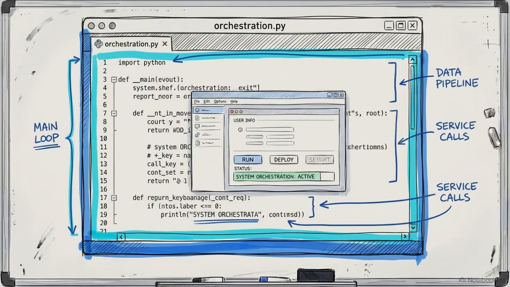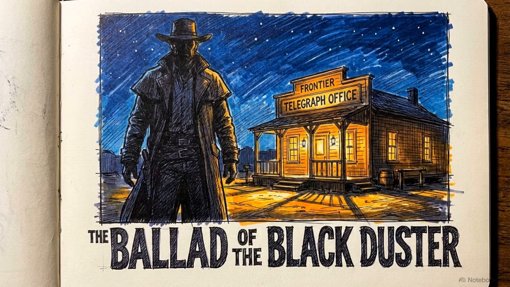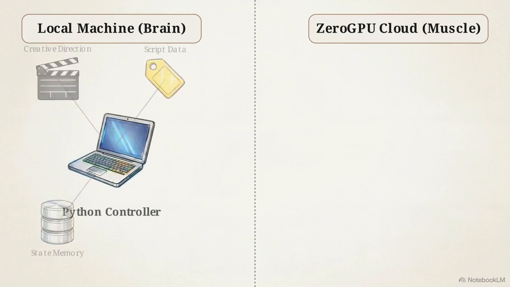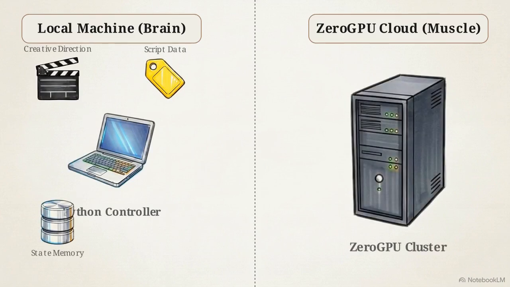To generate a coherent cinematic scene, you have to wrap the AI in a deterministic orchestration pipeline. That is the purpose of Studio OS, a system designed to produce The Ballad of the Black Duster, a 141-shot episodic western. To make this work, the system relies on a hybrid client-cloud architecture. Locally, a Python controller on your machine handles creative direction and database state. Remotely, a Hugging Face Zero GPU cluster does the heavy lifting, processing massive diffusion model weights on demand.